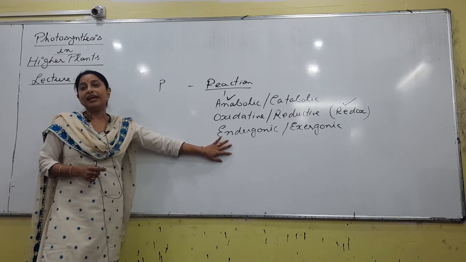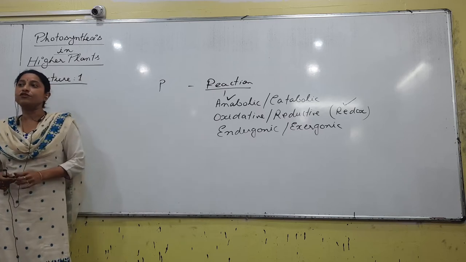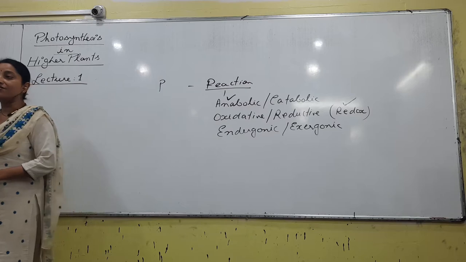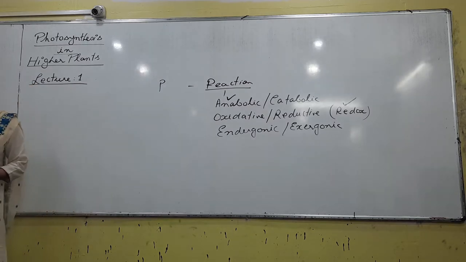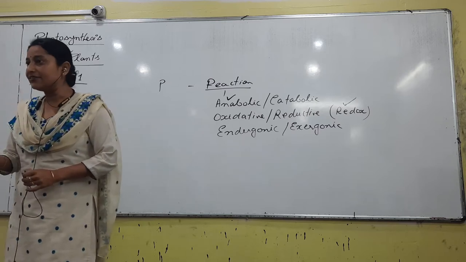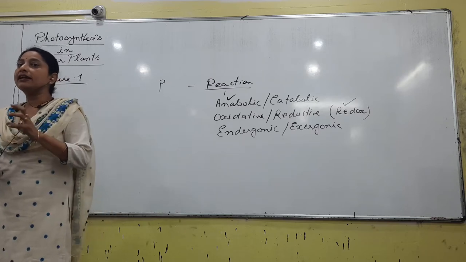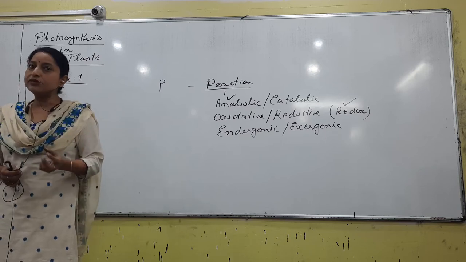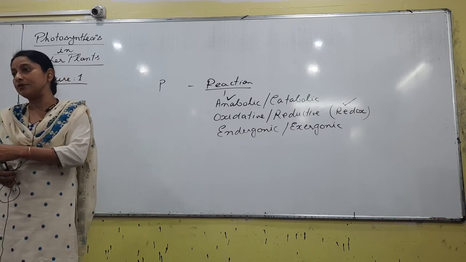But we know ATP gets produced also in photosynthesis. If someone has read about light reaction, right? So we already know photosynthesis is divided into two steps, that is light reaction and dark reaction, right? Whenever we talk about light reaction, what products are there? And in dark reaction, what products are there?